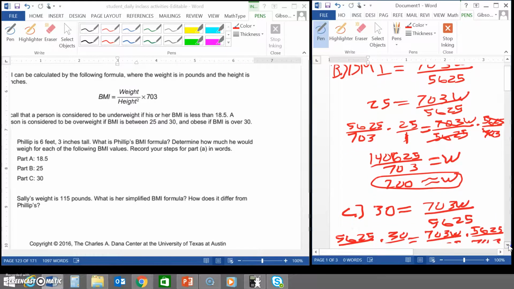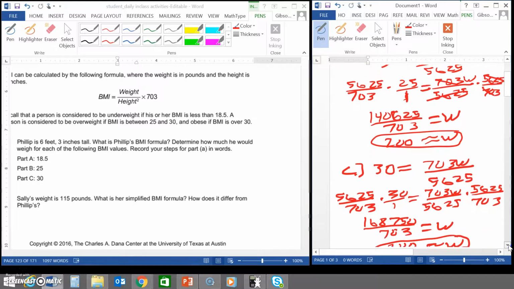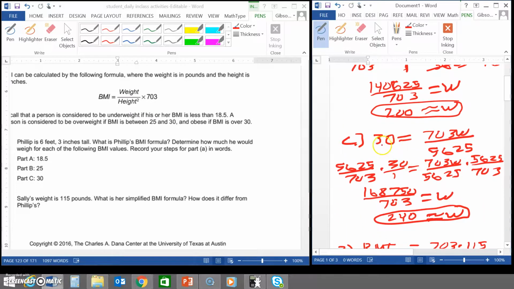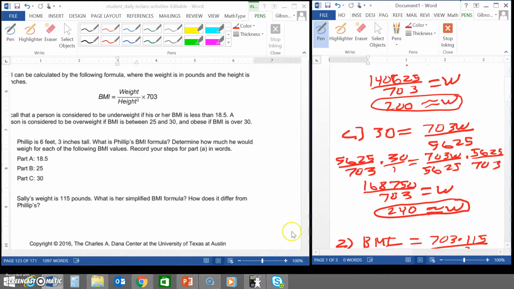Now we come here to C. C is basically the same thing. We put in 30 for the BMI, and it's 703W over 5,625. We multiply each side by the reciprocal. And then when we multiply this fraction by this fraction here, we get 168,750 divided by 703. And once we put that in our calculator, it gives us about 240 pounds.